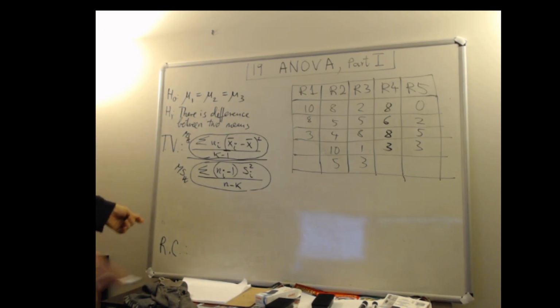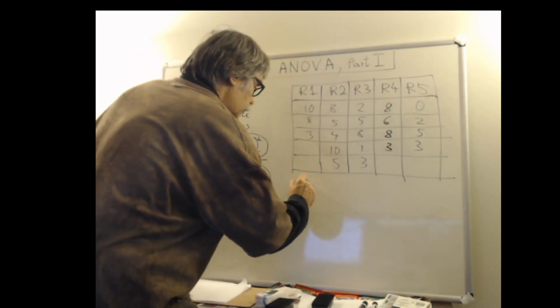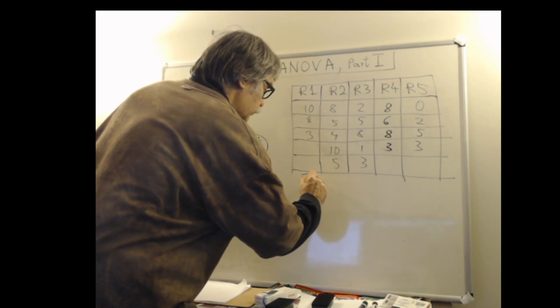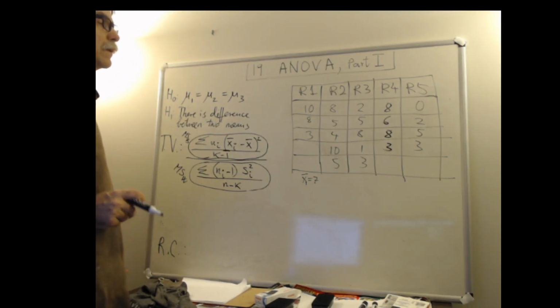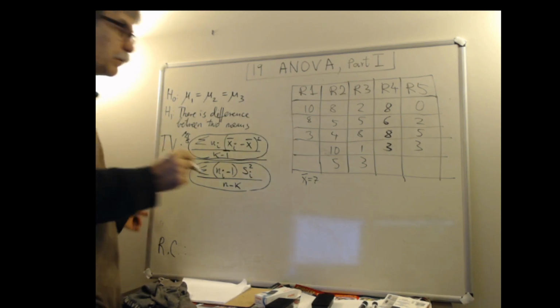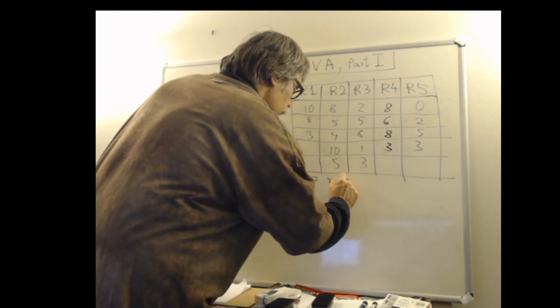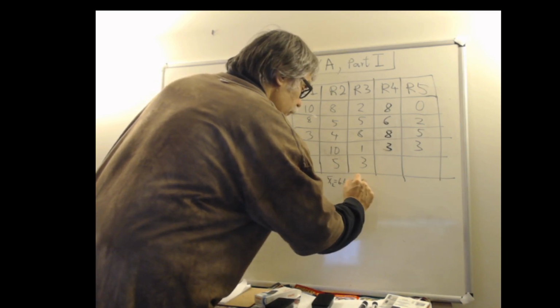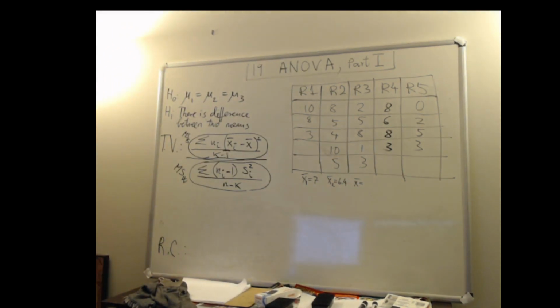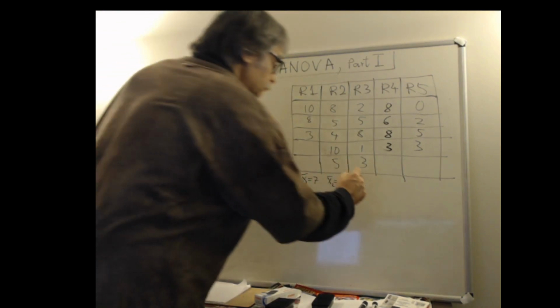Average in the first row is 7. The first row, the students have an average of 7 correct answers. In the second row, the students have an average of 6.4. In the third row, the average is 3.8.